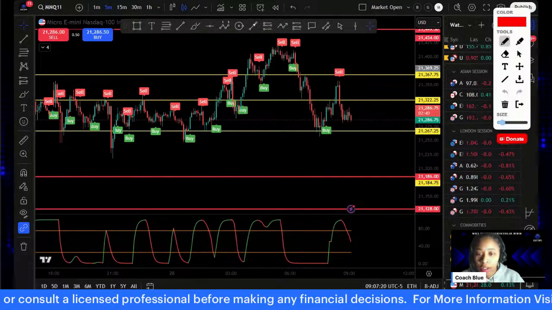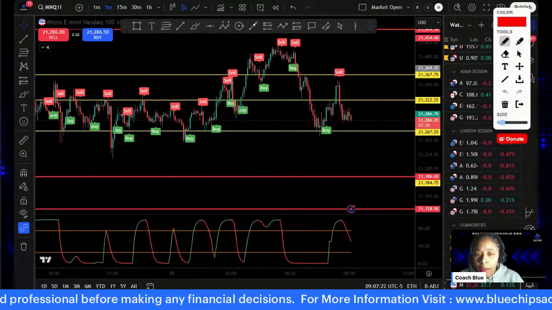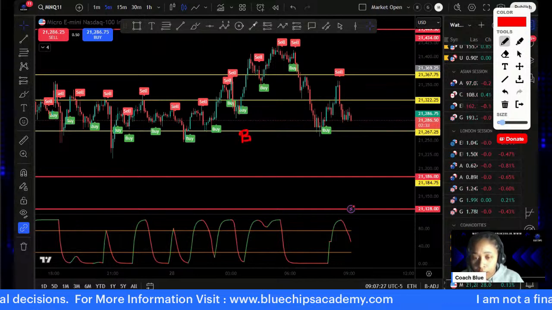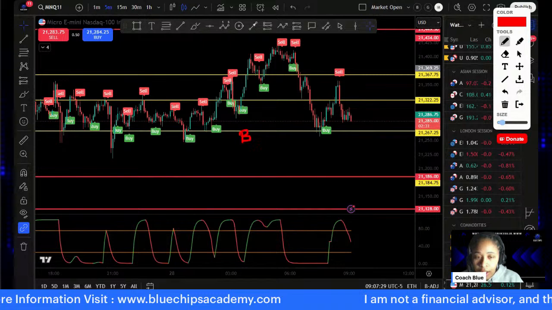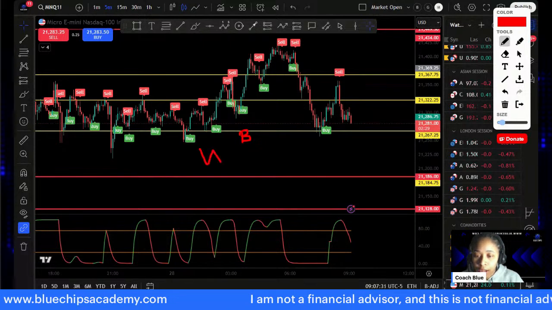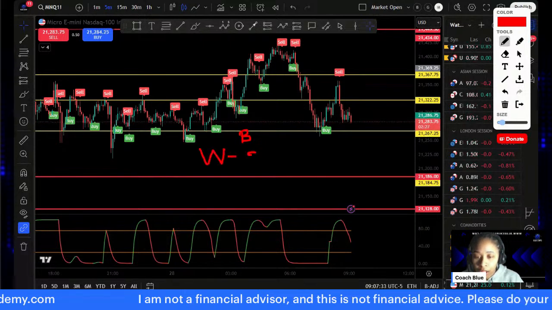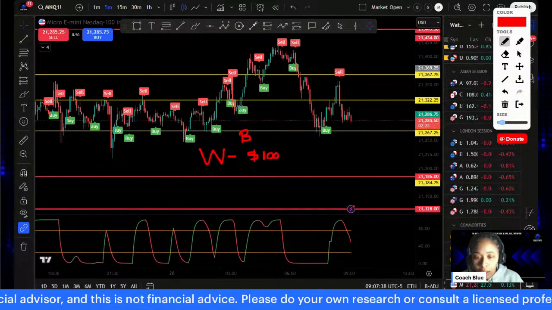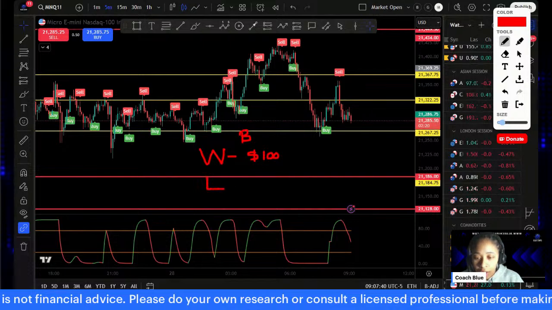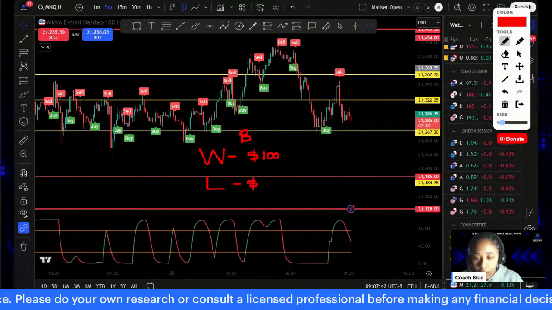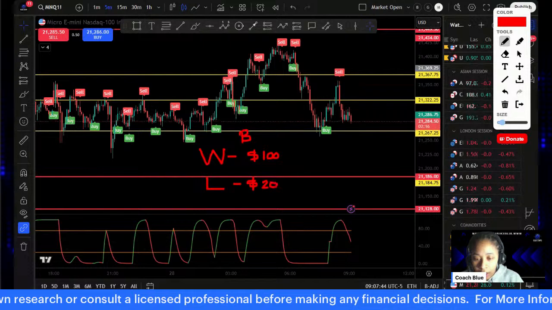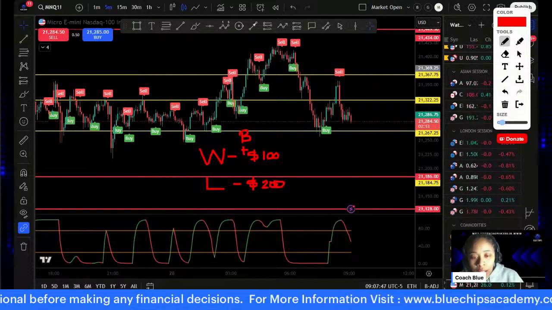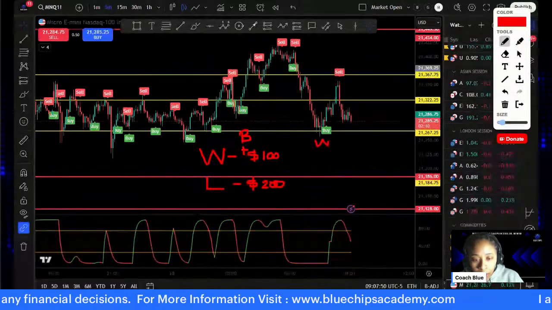All right, so let's go to Trader B. Trader B won 60% of their trades, but for every win, they won $100, and for every loss, they lost $200. So that's our setup right there. Now, let's say they won.